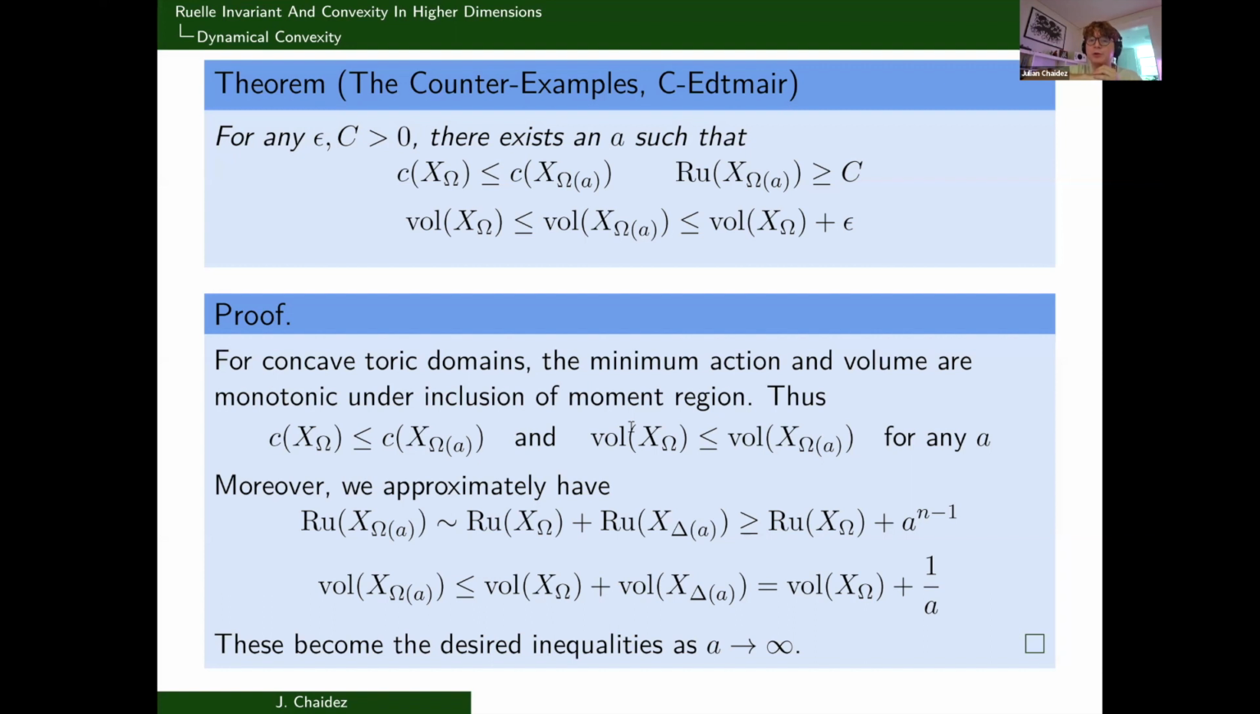Okay, and so the proof, first of all, is that for concave toric domains, the minimum action and the volume are both monotonic under inclusion of moment regions. So that immediately gives us the first kind of inequalities for the volume and the minimum action that I wanted.